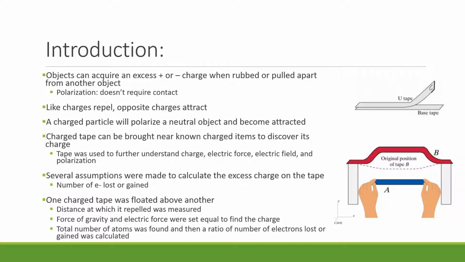Many assumptions were made to calculate the excess charge on the tape and the number of electrons it gained or lost. In this lab, one charged tape was floated above another and the distance at which they were repelled was measured. Since it is known that the two tapes had the same charge, the force of gravity and the electric force on the top tape due to the bottom tape could be set equal to find the charge on the tape.